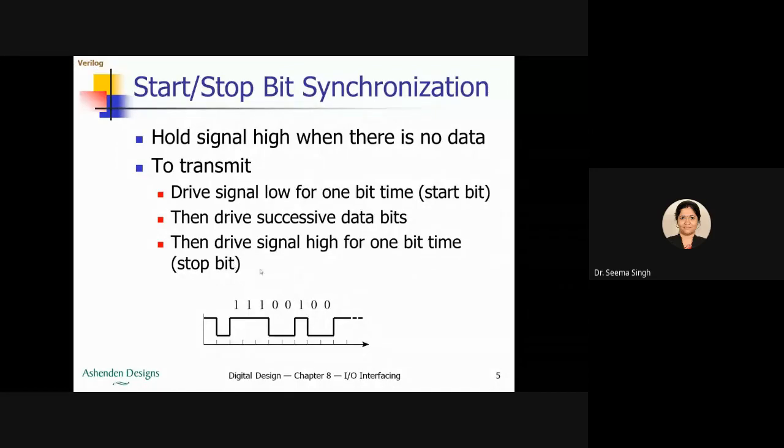After the 8-bit data, finally we drive the signal high for one further bit time to indicate the end of the transmission of the data. This is the stop bit. So this is the method used for start stop bit synchronization.